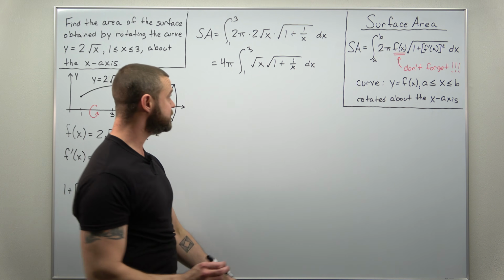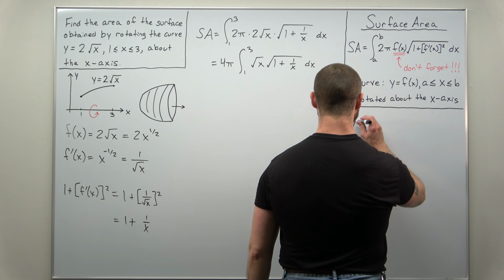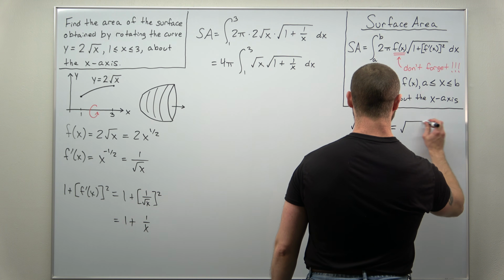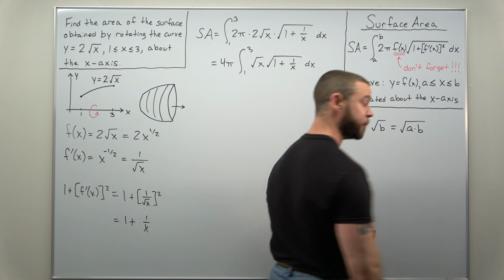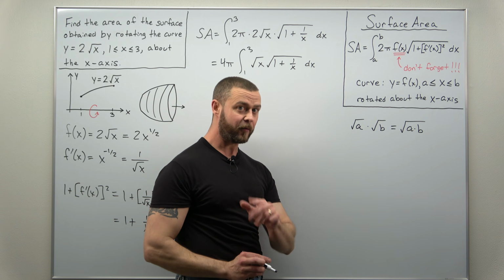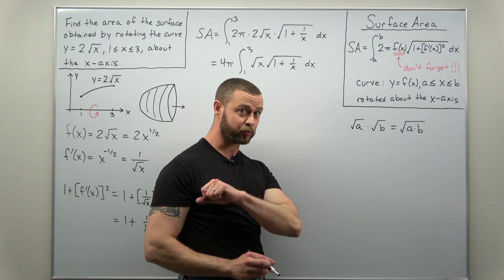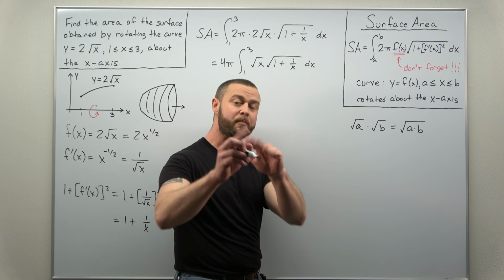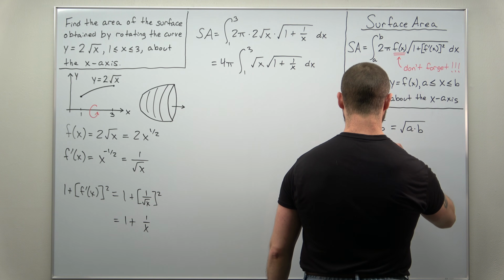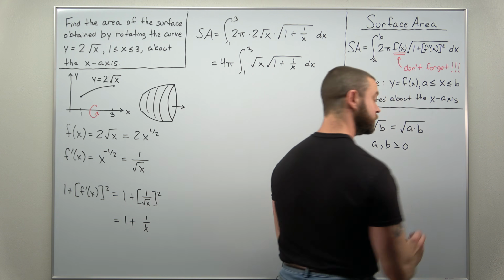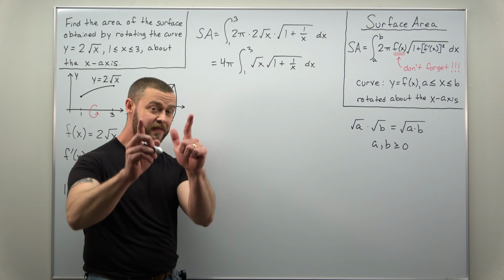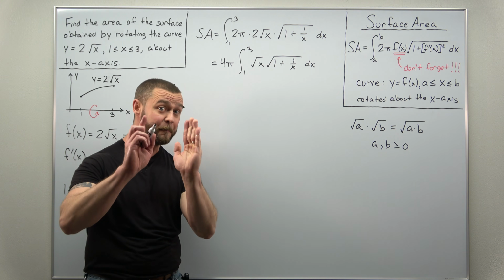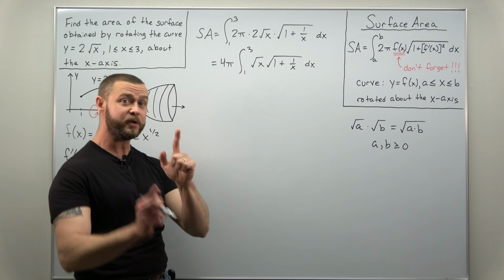And here, what we're going to be using is a basic property of square roots. If we have square root of a times square root of b, we can write that as the square root of the product. Now, it's worth pointing out this basic product rule for radicals only works if a and b are both non-negative. It's worth mentioning here that the insides, x and 1 plus 1 over x, are positive since your values of x are between 1 and 3.